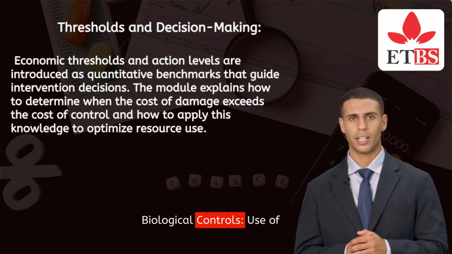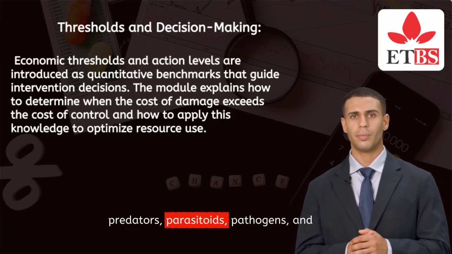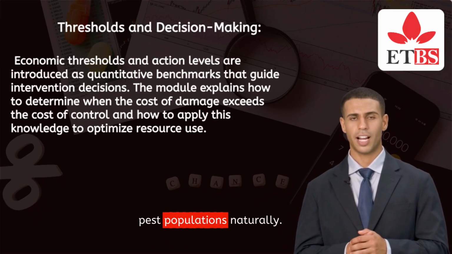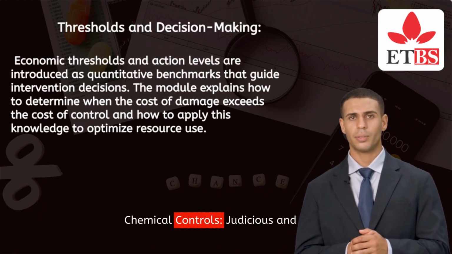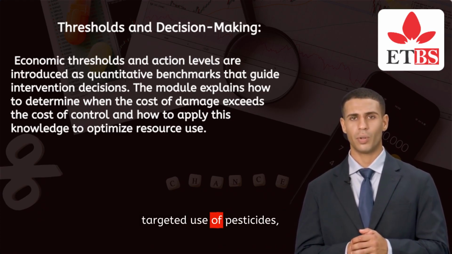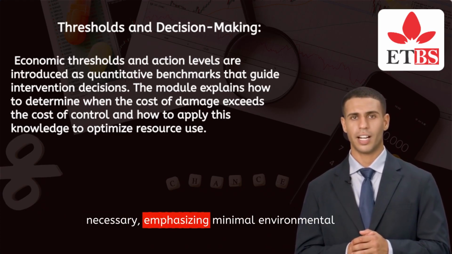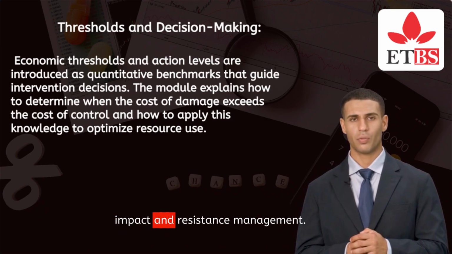Biological controls: use of predators, parasitoids, pathogens, and antagonistic organisms to suppress pest populations naturally. Chemical controls: judicious and targeted use of pesticides, herbicides, and fungicides when necessary, emphasizing minimal environmental impact and resistance management.